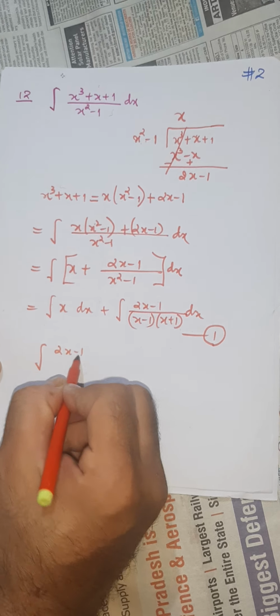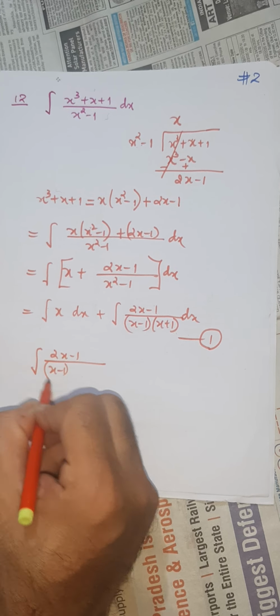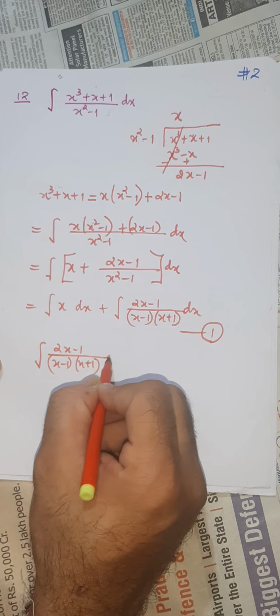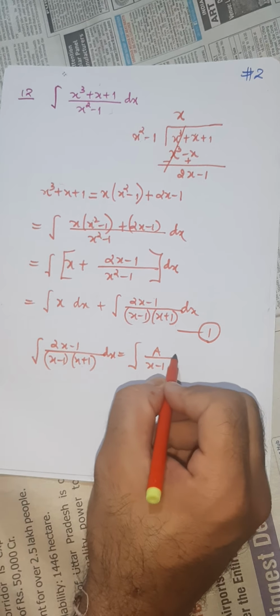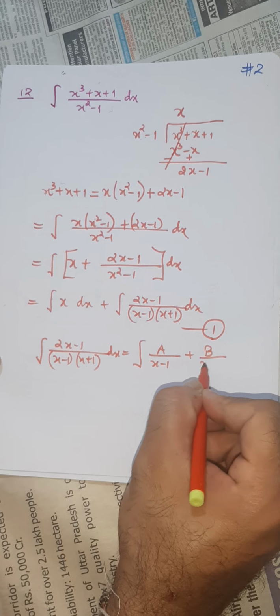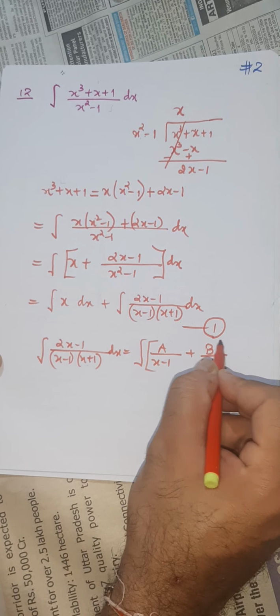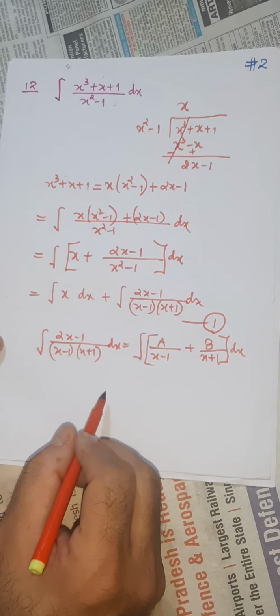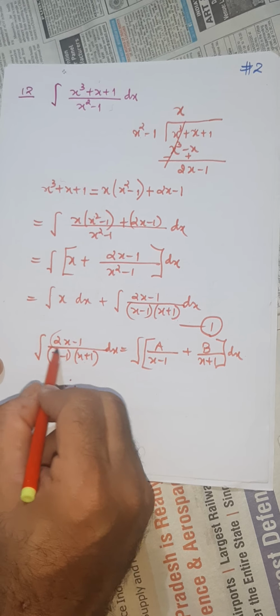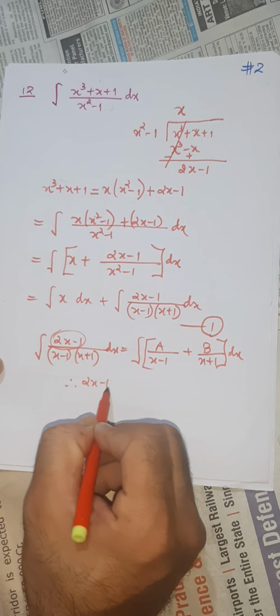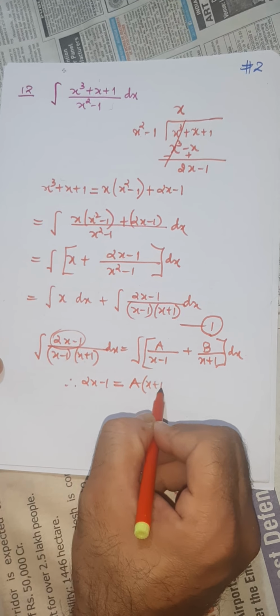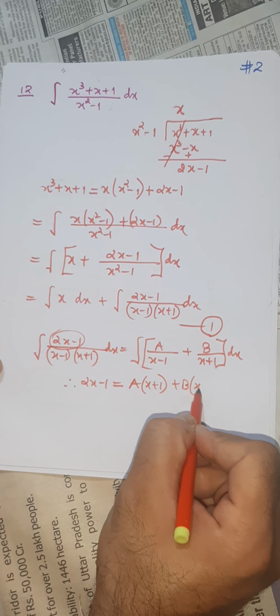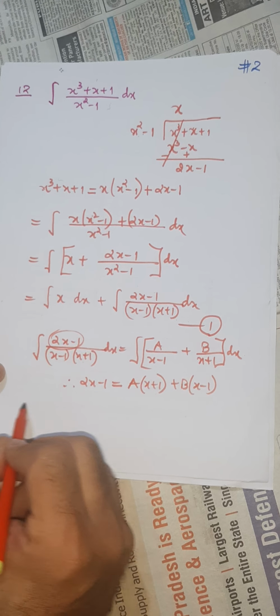So (2x minus 1) upon (x minus 1)(x plus 1). So you have A upon 1 factor x minus 1 plus B upon another factor which is x plus 1. Now compare the numerators. What is numerator here? 2x minus 1. What is numerator here? Do the cross multiplication. Plus B into (x minus 1). Cross multiplication.